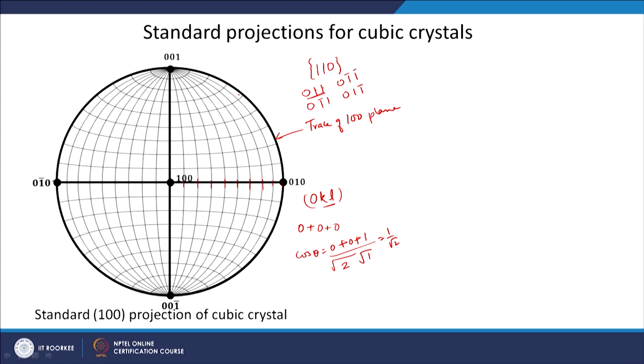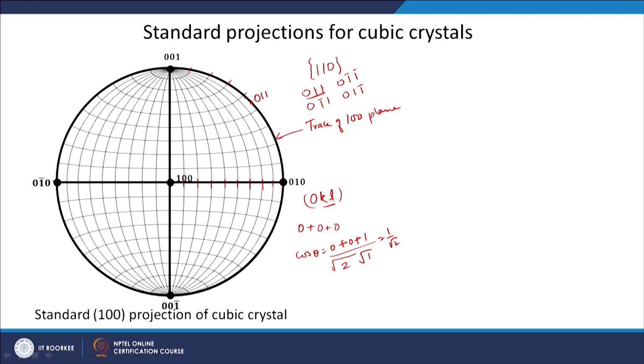Since this is a great circle, I can easily measure the angle directly on this. So this is 10, 20, 30, 40, 45. So this 0 1 1 should be coming somewhere here. You can also check this by doing a vector addition, because this is almost at the center of these two. Since it is 45 degrees from here and 45 degrees from here, because 0 0 1 and 0 1 0 have a 90 degree relationship.